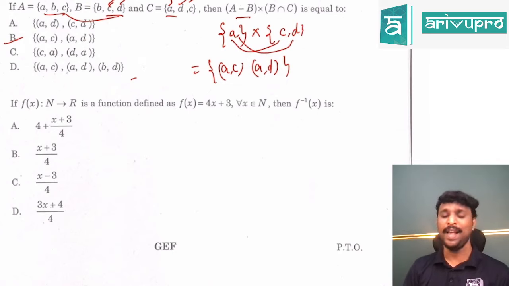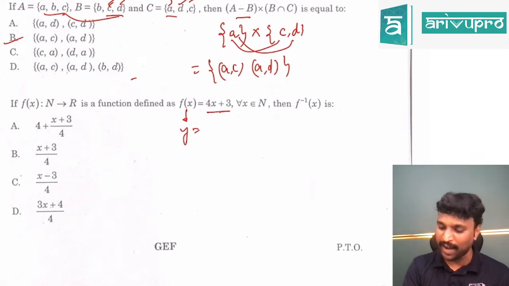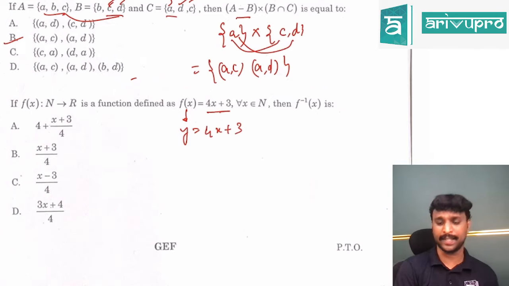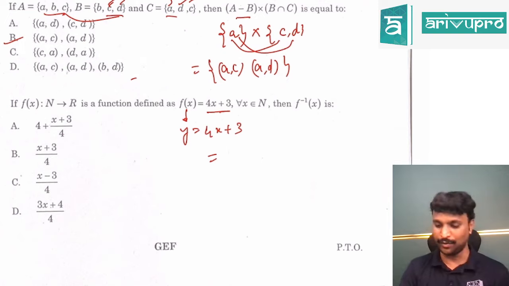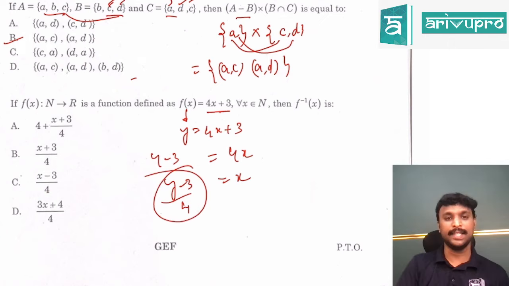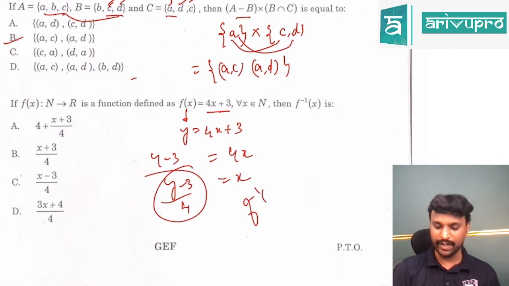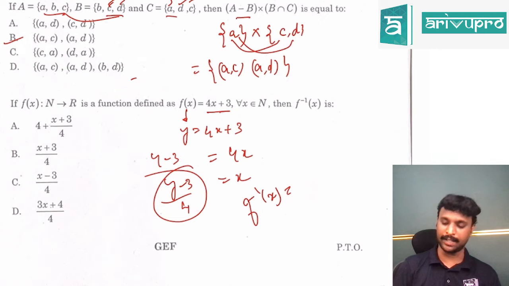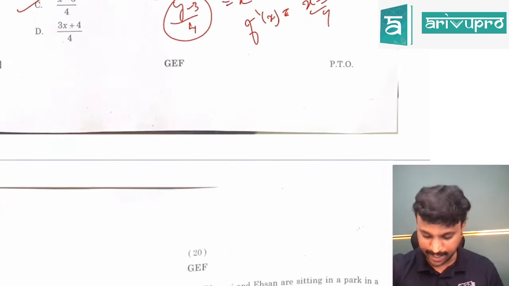It's a Laddu question. F of x is given as 4x plus 3. So you take f of x as y. Y is equal to 4x plus 3. How do you find f inverse of x? Write x in terms of y. So 4x is equal to y minus 3. So x is equal to (y minus 3) divided by 4. But when you write f inverse of x, replace y by x. So it's going to be what? (x minus 3) divided by 4. Option C is the answer.